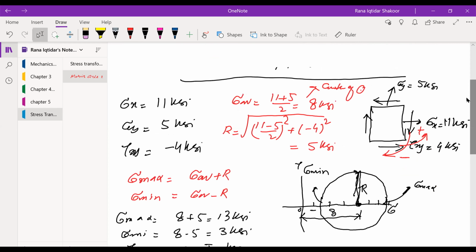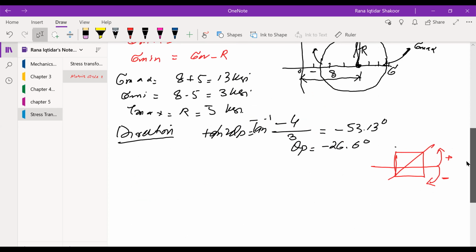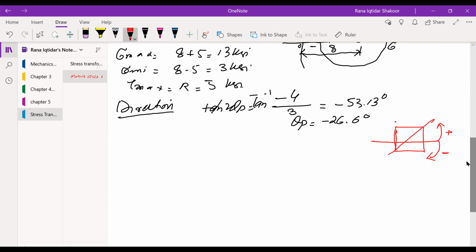This was the original area or the object or the segment. Now theta p means that it will be at an angle. This angle will be 26.6 degrees, because it is negative. So we are going in the clockwise direction, and then we will put our segment over there, right?